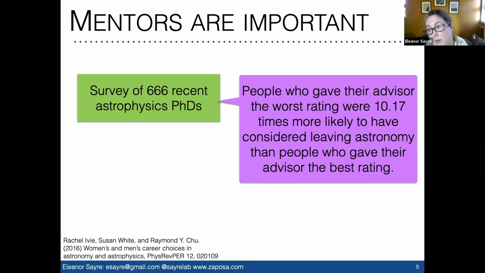I want to talk about mentors as important. And this is astrophysics data. Graduate students who give their advisor the worst rating are 10 times more likely to consider leaving astronomy than people who give their advisor the best rating. 10 times more likely to consider leaving the field.